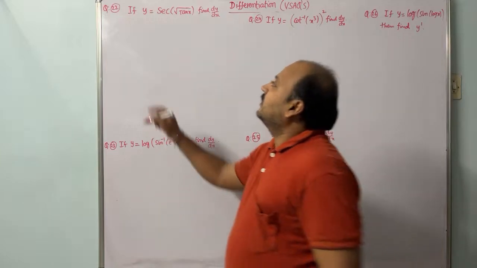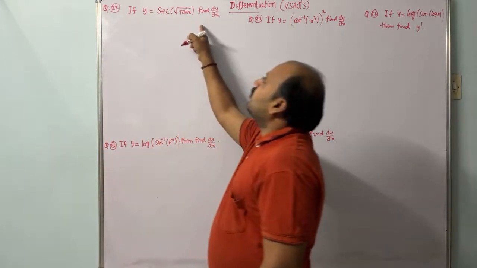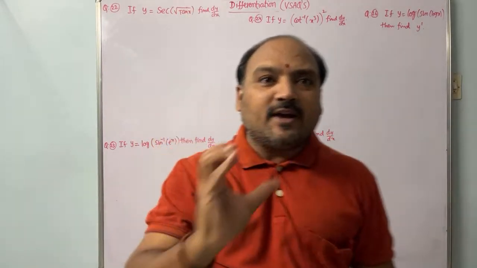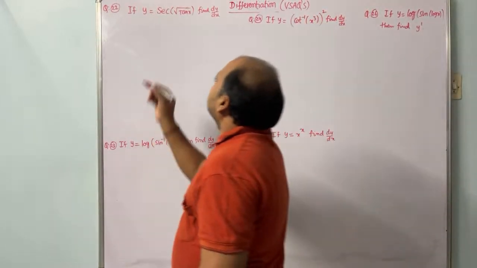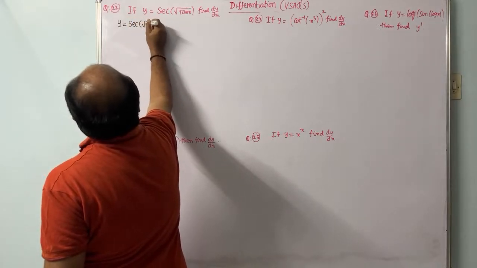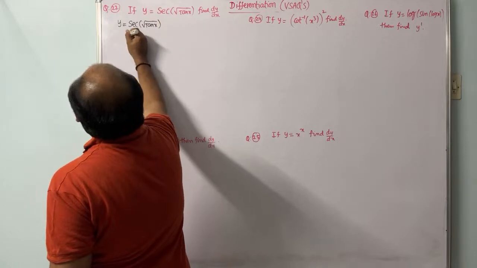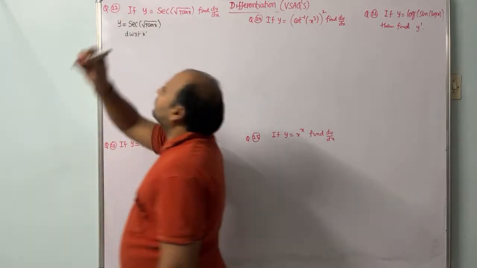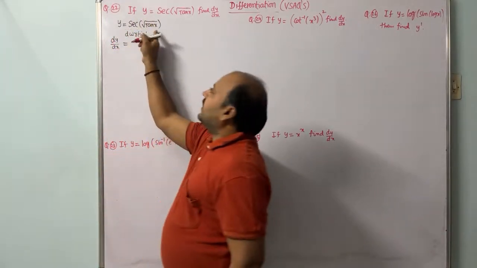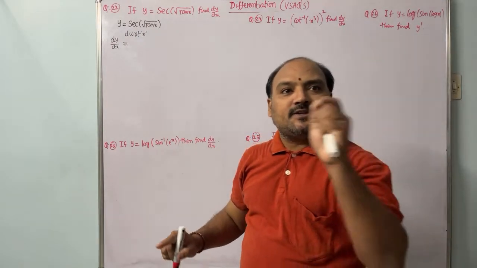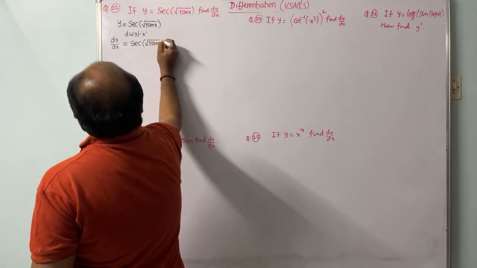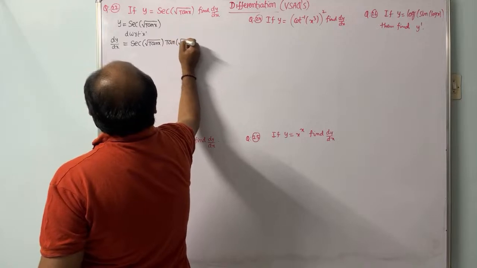If y equal to secant of root tan x, first we have to know: this is completely x, you can take it. Secant x, what is d by dx of secant x? Secant x tan x. So y equal to secant of root tan x. Differentiate with respect to x. So dy by dx is secant x, d by dx of secant x is secant x tan x. So secant root tan x into tan root tan x.